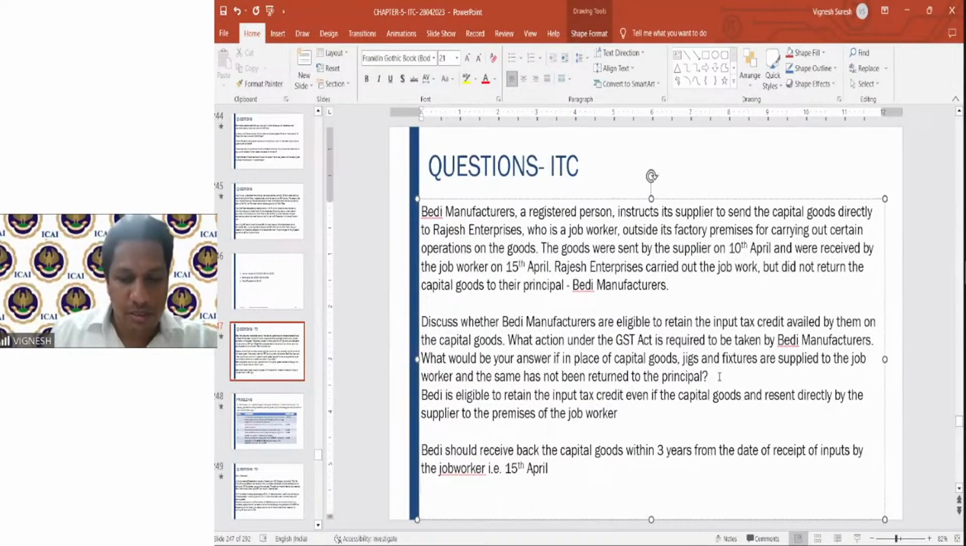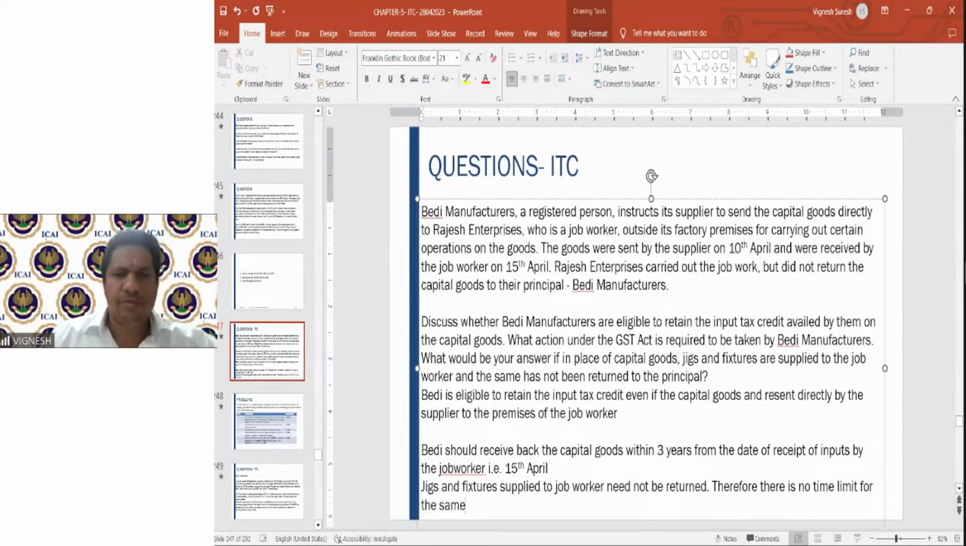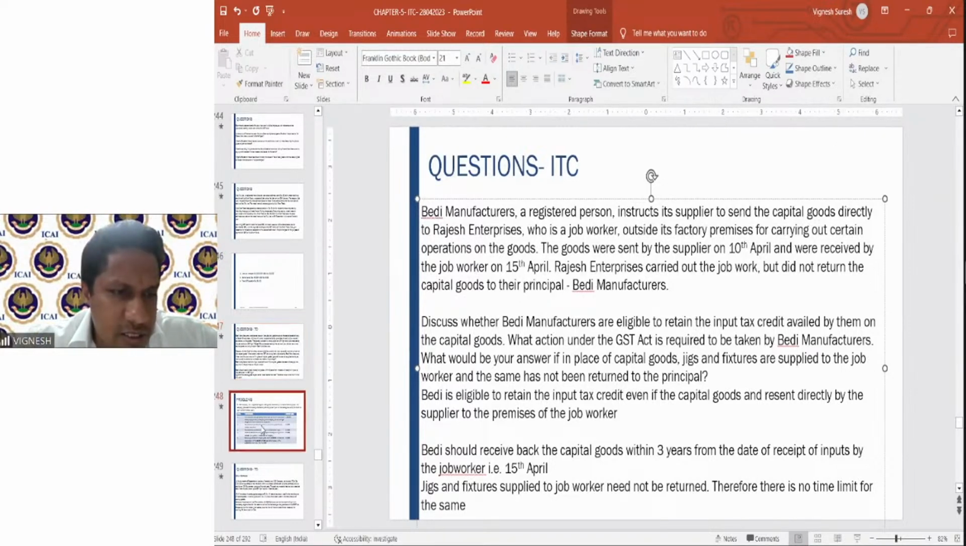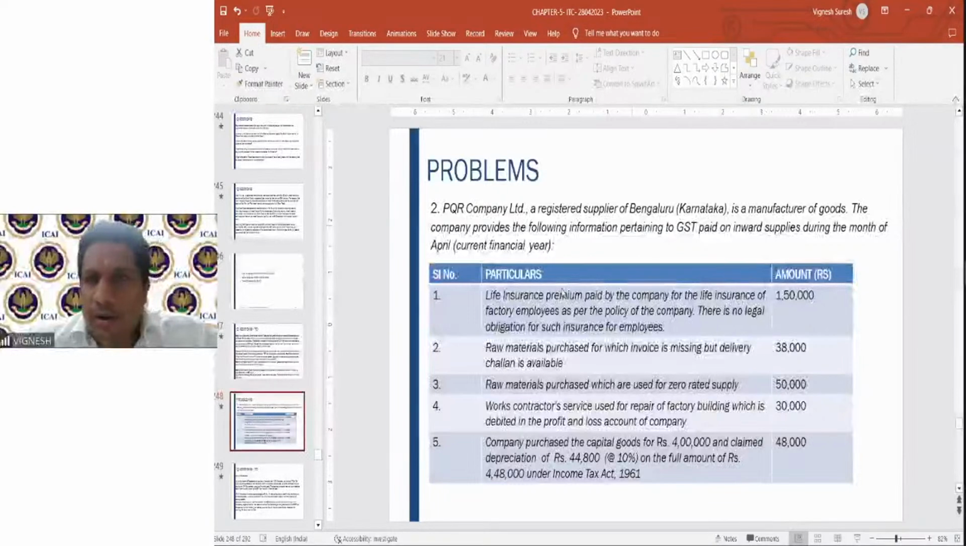What would be the answer in case of capital goods like jigs and fixtures? Jigs and fixtures supplied to the job worker need not be returned. Therefore, there is no time limit for the same. Fine. That was your chapter with regard to job work.